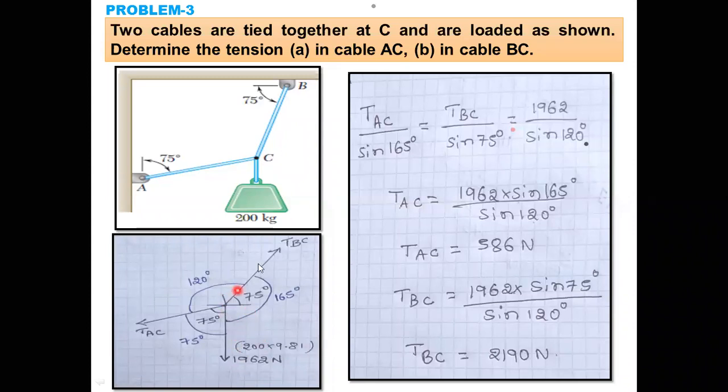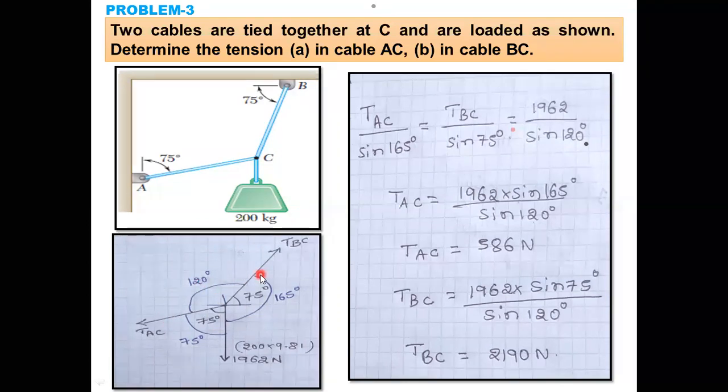Next, TBC is making 75 degrees with respect to horizontal, plus 90 degrees from the x-axis to this force. So totally 165 degrees. From here, this force TAC to the force which is already there is 75 degrees. So the circle has 360 degrees, out of which if you deduct 165 and 75 degrees, we will get 120 degrees, the angle between TAC and TBC.